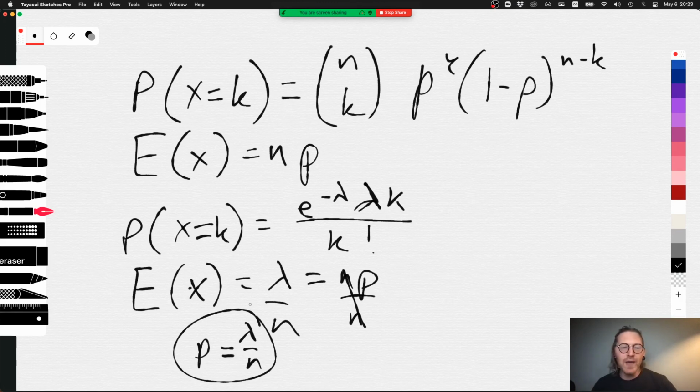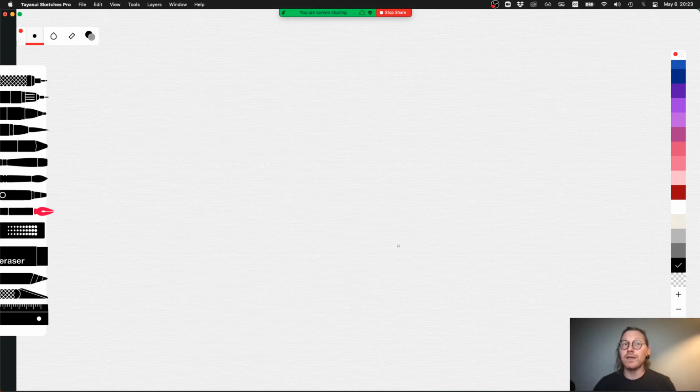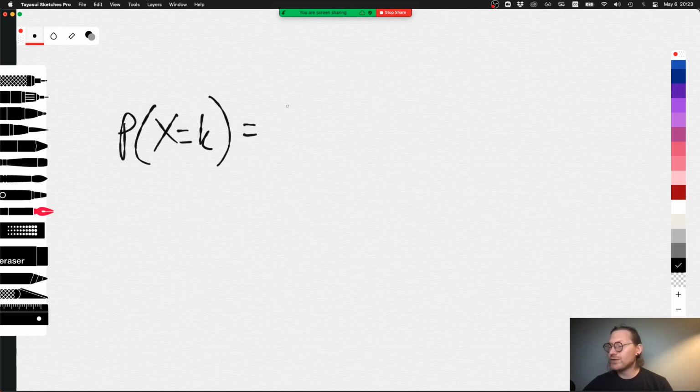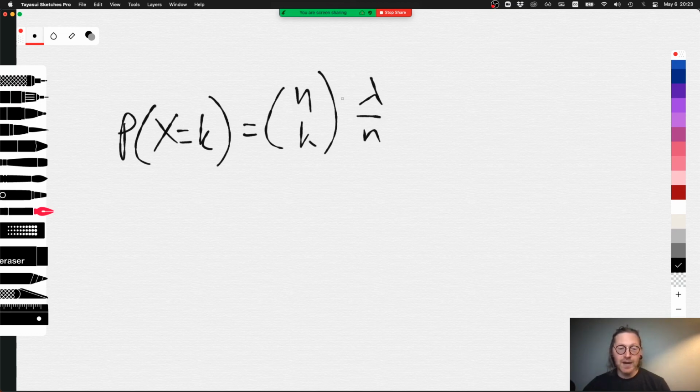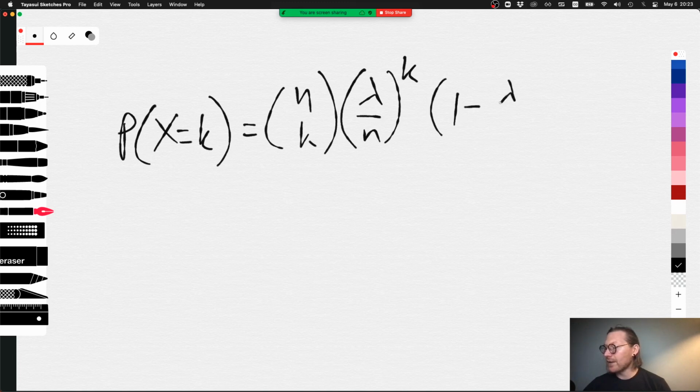So we can take that and put that back into the binomial PMF, and it'll look like this. The probability that X is k is going to be n choose k, and then we've got lambda over n, which is the same thing as our probability, to the k, multiplied by 1 minus lambda over n to the n minus k. That is still the binomial PMF.